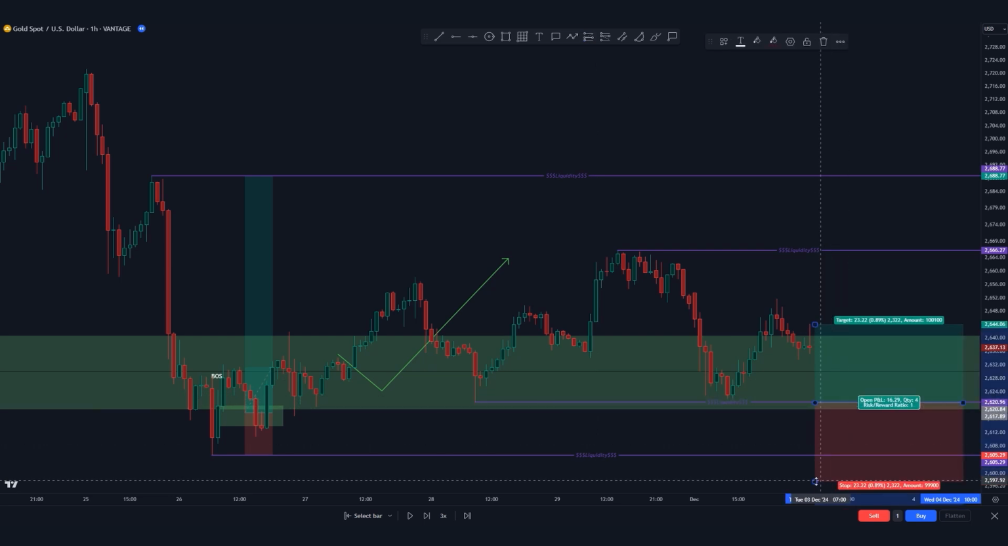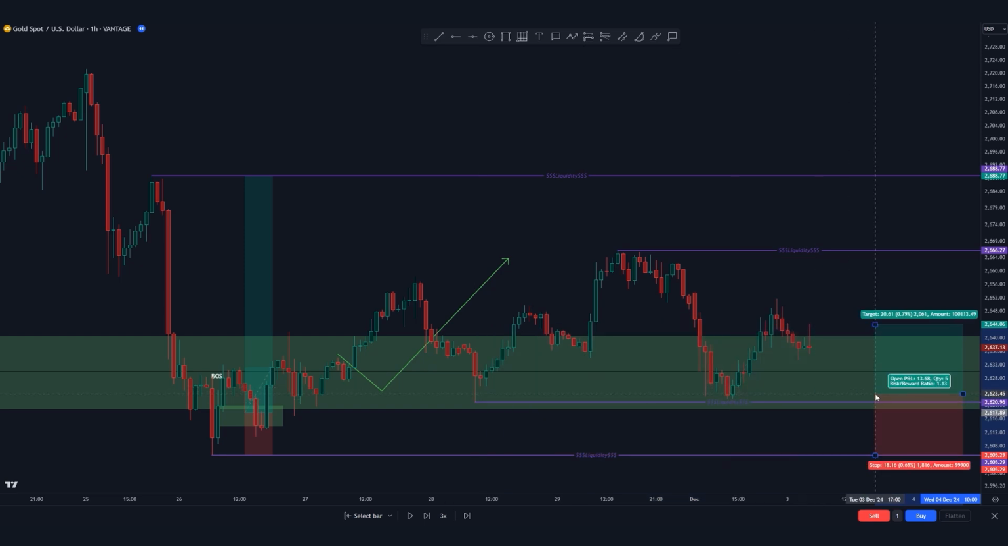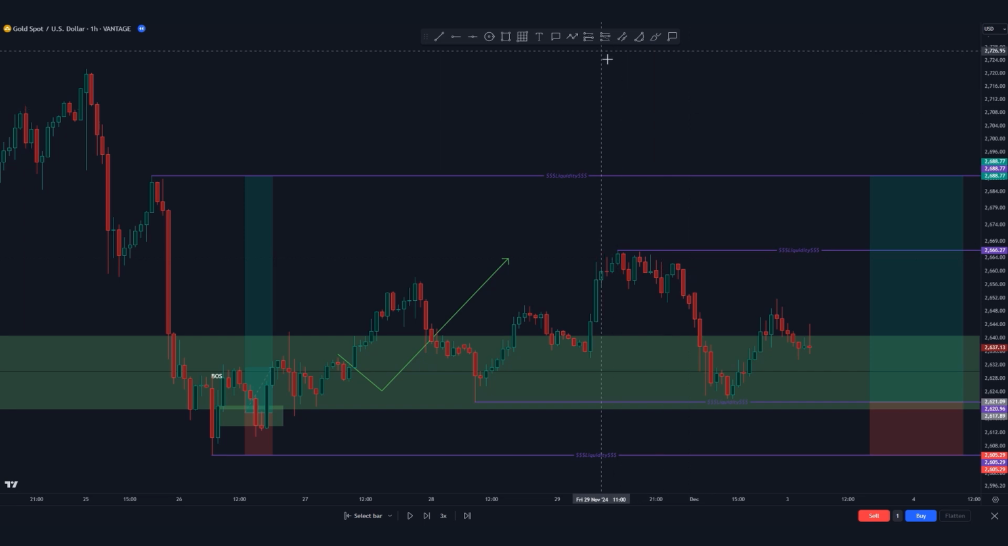As the internal structure on the H1 gradually accumulates, you'll see a second entry opportunity, usually at a liquidity zone formed by two identical low points on the H1 chart. Then adjust the setup based on the new external structure on the H4, adding a position, reducing a position, or moving the stop profit.